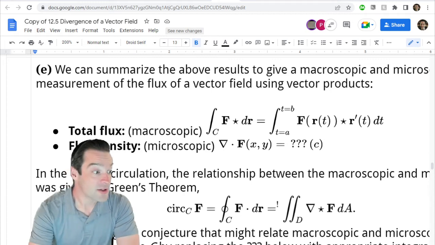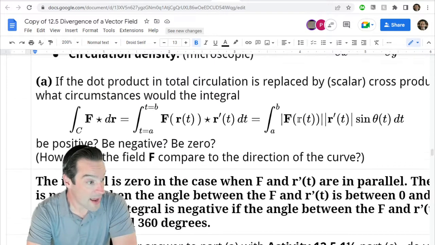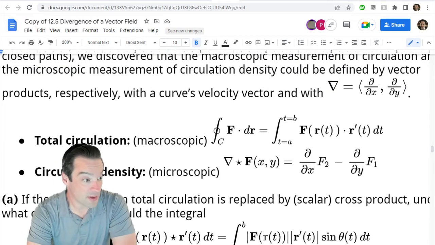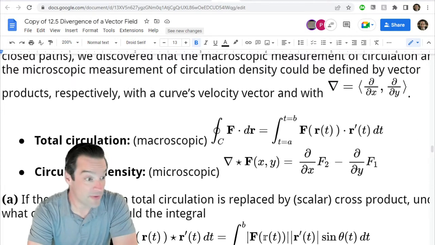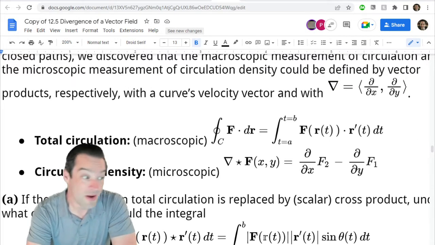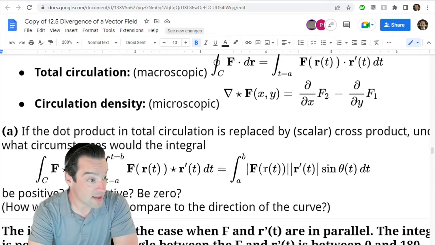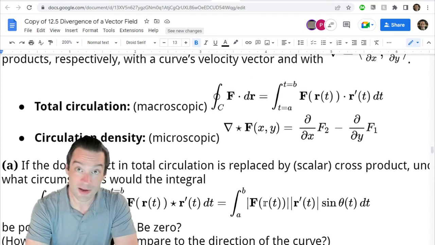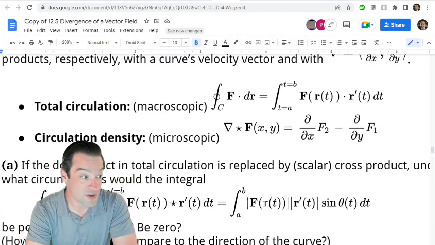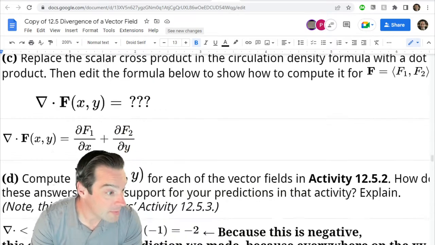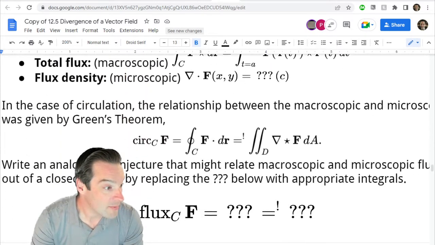So for circulation integrals, we had a macroscopic measurement of circulation, which was the integral of the dot product of the vector field with the velocity vector. We had a microscopic measurement of circulation density, which was the scalar cross product of the derivative operator with my function. And we had a theorem that relates those two things together that we call Green's theorem.